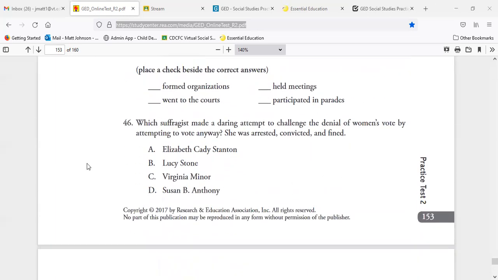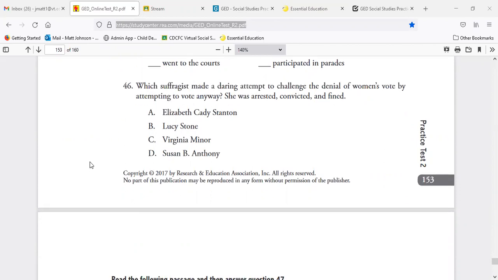Okay, so 46, which suffragist made a daring attempt to challenge the denial of women's vote by attempting to vote anyway? She was arrested, convicted, and fined. Let's try Devi again here for that. It's D, Susan B. Anthony. Susan B. Anthony, that's correct. Yes, she was arrested and fined for trying to vote. And she, along with Elizabeth Cady Stanton, did not live to see the 19th Amendment ratified. They were never allowed to vote in federal elections.